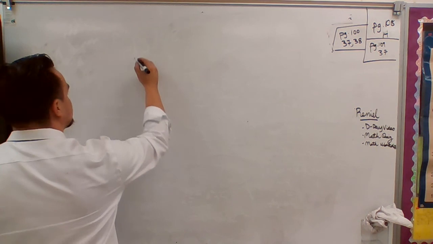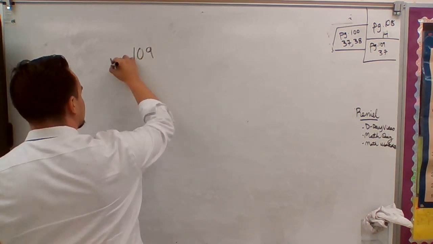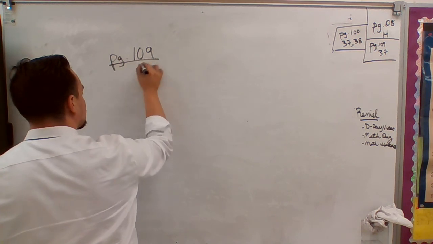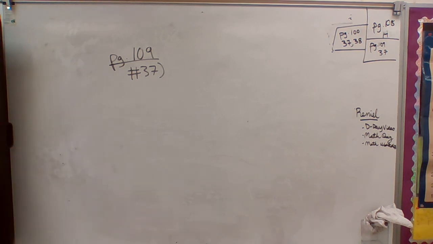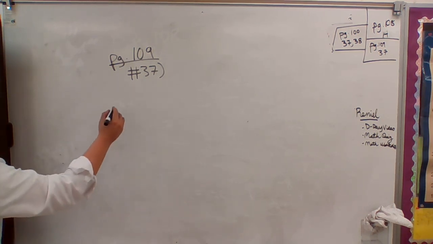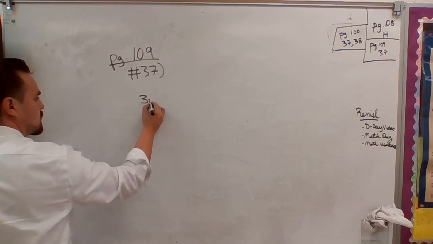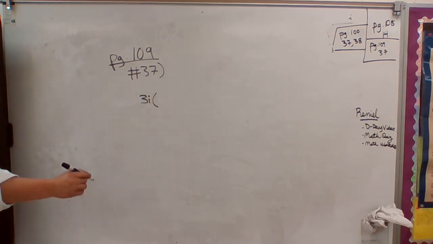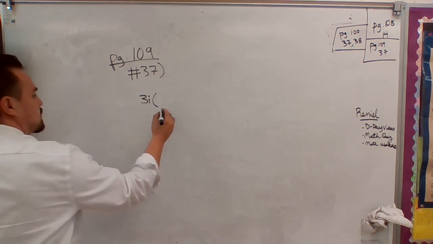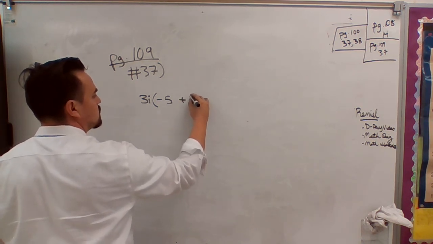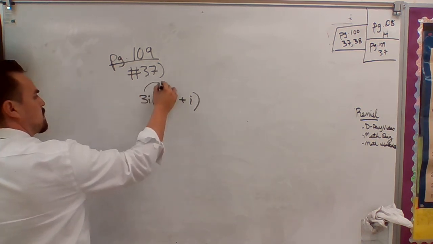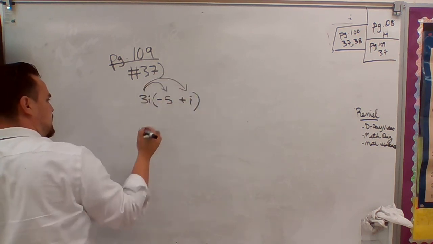Page 109, number 37. Write the answer in standard form. 3i times negative 5 plus i. This is a distribution problem. So we take this 3i, we multiply it there, we multiply it there.